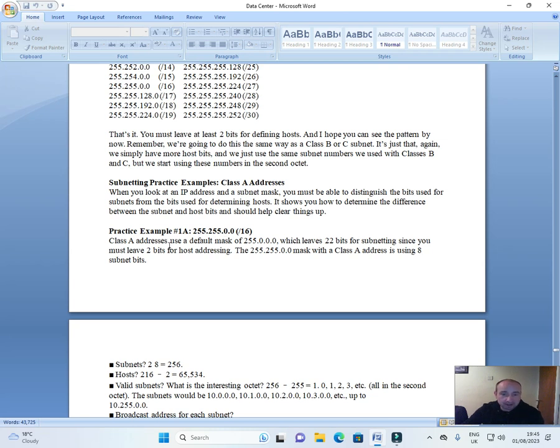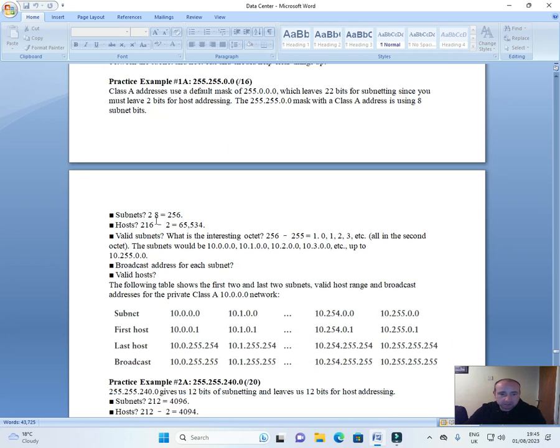Practice example 1a: 255.255.0.0/16. Class A addresses use a default mask of 255.0.0.0, which leaves 22 bits for subnetting, since you must leave 2 bits for host addressing. The 255.255.0.0 mask with a Class A address is using 8 subnet bits. Subnets: 2^8 equals 256. Hosts: 2^16 minus 2 equals 65,534. Valid subnets.